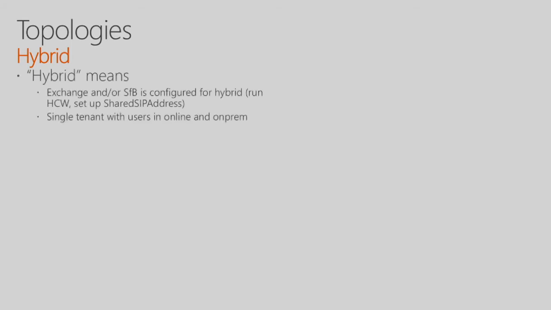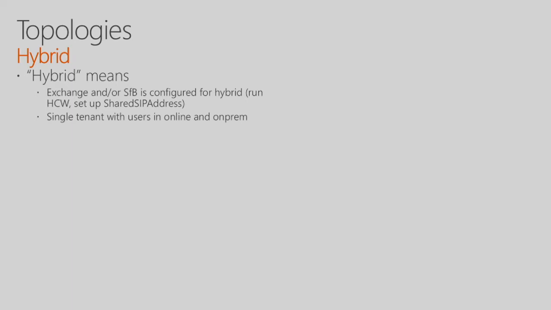Okay, hybrid. Let's talk about hybrid. First of all, what does hybrid mean? Because lots of people use that word in many different meanings. So what I mean by hybrid is that you have configured your Skype for Business and/or Exchange to be in hybrid mode. So that means that you've got a single tenant, you can have users online or on premise, all right? It actually doesn't matter if you have users online or on-prem. What matters is if you've set up the topology. That will become more evident as I continue.